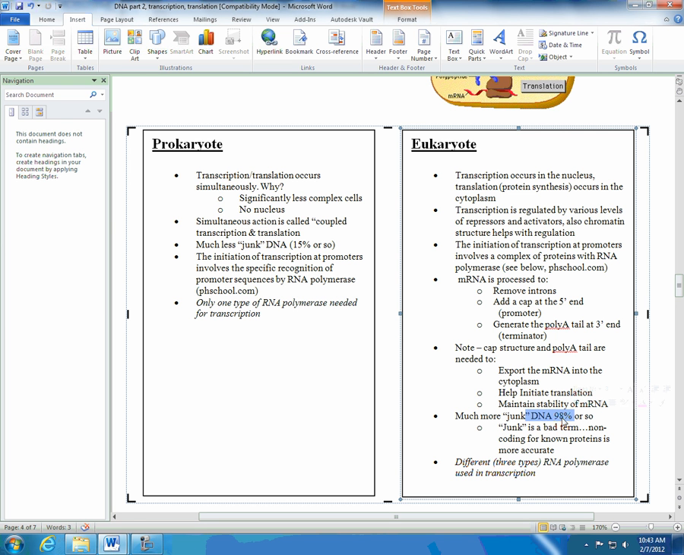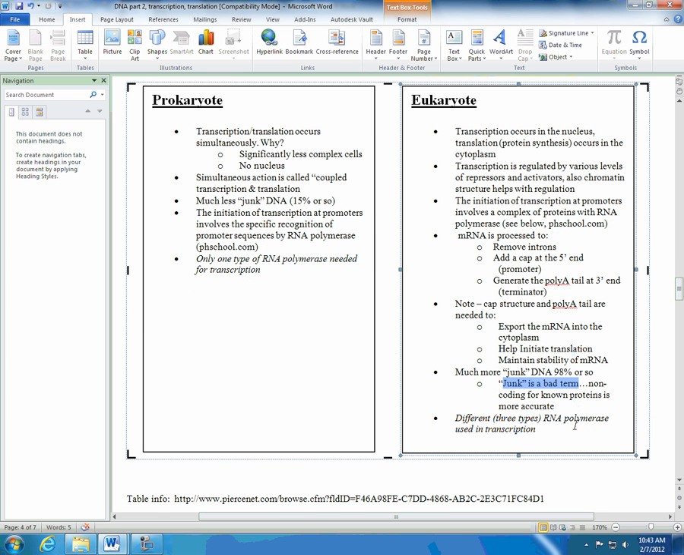A lot of that DNA we don't understand yet. Basically, when you hear the term junk DNA, the best way of thinking about it is the amount of DNA that we don't understand what it does yet. And last but not least, with the prokaryotes, there's one type of RNA polymerase needed for transcription. There's a bunch that are needed for eukaryotes, and I think it's actually 4. I had 3, but I think I found that it was 4.